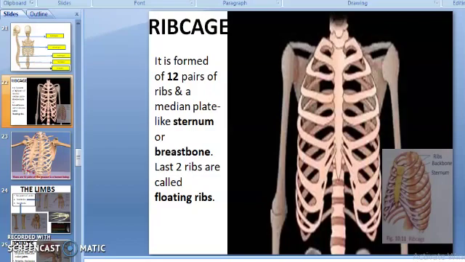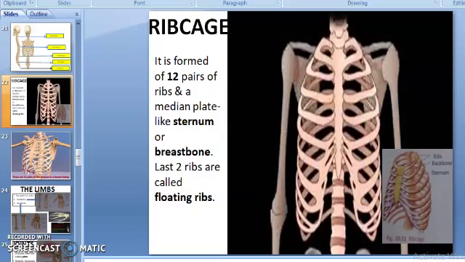Along with that, it is also helpful in the formation of blood corpuscles. How? Because red blood cells and white blood cells are produced in the bone marrow of some of the bones. And bone marrow, I have told you, is a soft and jelly-like tissue found in some of the bones. Then it is also helpful in storage of minerals in the body, minerals like calcium and magnesium.